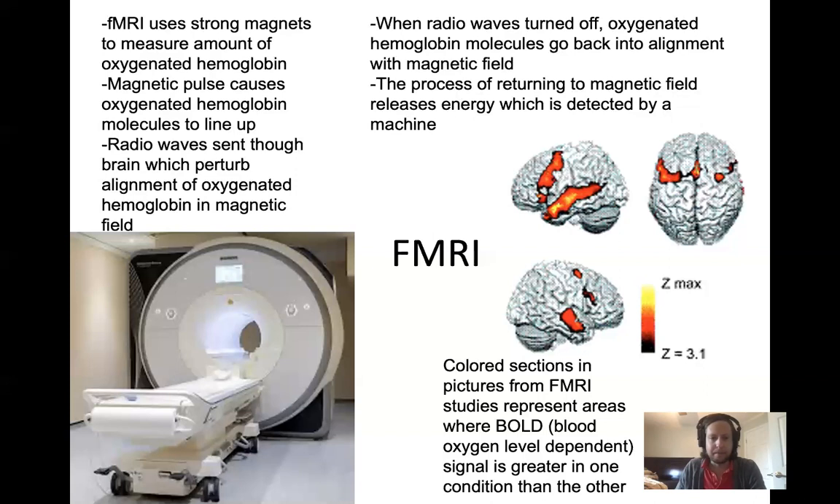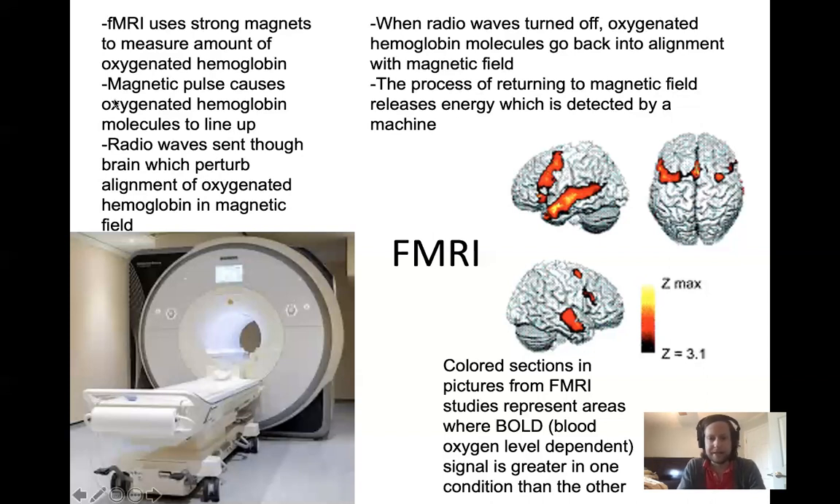And then it started to become pretty popular in the 90s. More universities started getting fMRI machines. Research increased gradually. Now there's a whole lot of fMRI research being conducted. So how does it work?